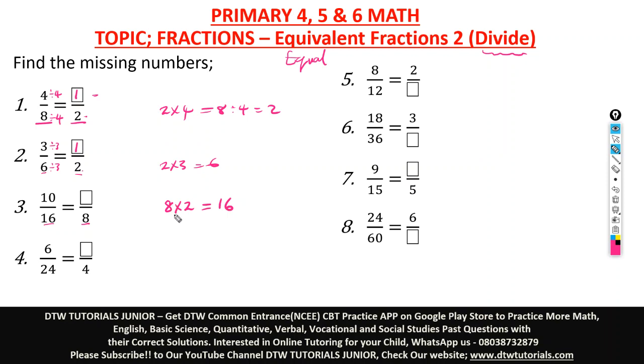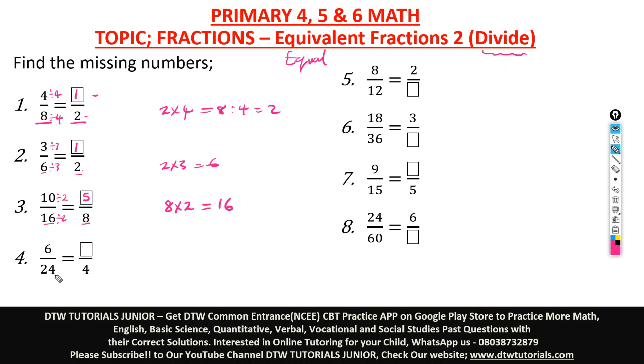Okay? So it means here there are 8 2's from 16. That's what this means. 8 times 2. There are multiples of 8 2's from 16. Okay? So it means 16 divided by 2 will give you 8. And we have to do the same thing here. So 10 divided by 2 will give us what? 5. Do you see that?